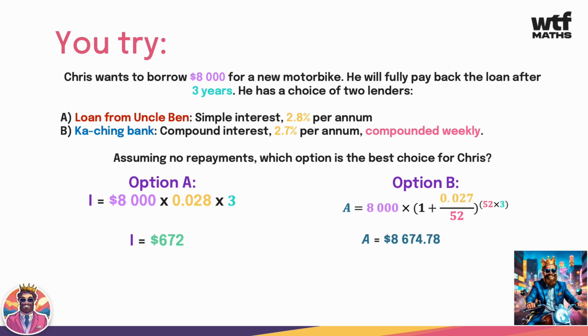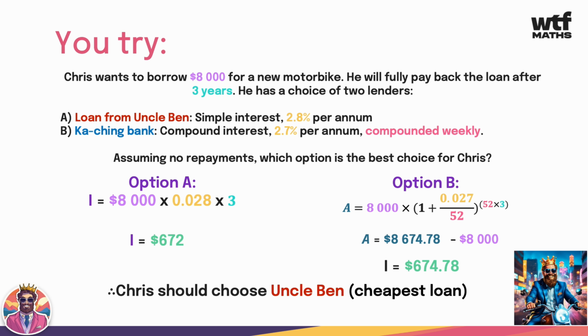If we want to find the interest, we have to take off the principal. So if we take off the $8,000 that we started with, we'll be left with $674.78. If we remember that Chris is borrowing money, when you borrow money, you want to pay back as little as possible. So we want to choose the smallest number in this context. So Chris should choose Uncle Ben because he's offering the cheapest loan out of the two.